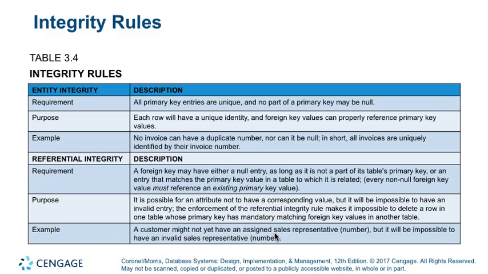And their example is a customer does not have an assigned sales representative. And according to the business rule, a customer must have a sales representative. And so that goes back to the business rules you need to understand when you're working with databases.